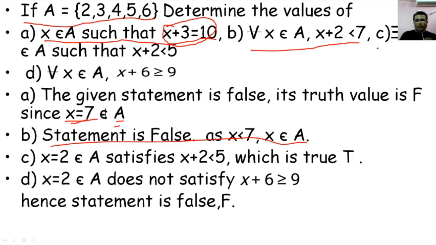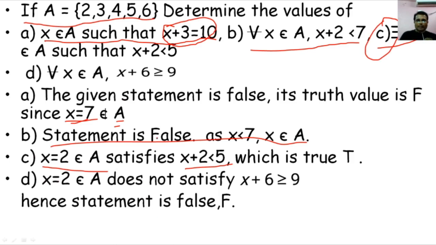Next question, there exists x such that x plus 2 is less than or equal to 5. So it is a true statement because at least some values are there. For example, x equal to 2, if you take 2 plus 2, it is 4, 4 is less than 5. So at least one value is there, and as the quantifier used is there exists, for the limited values, it has to satisfy the condition.